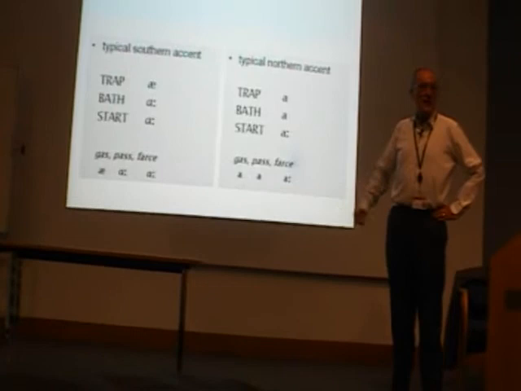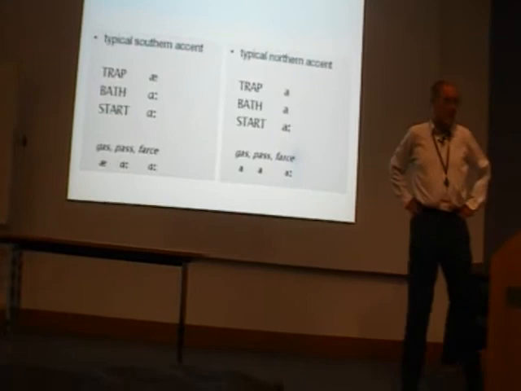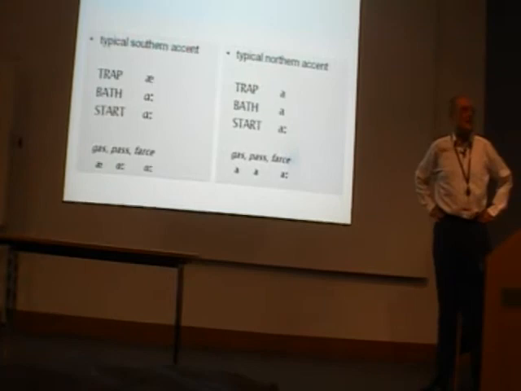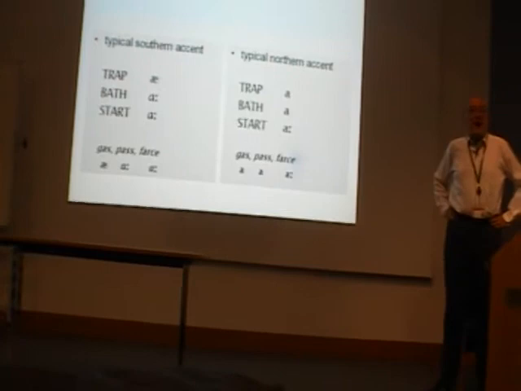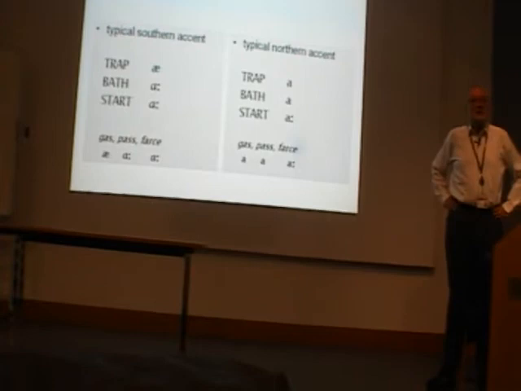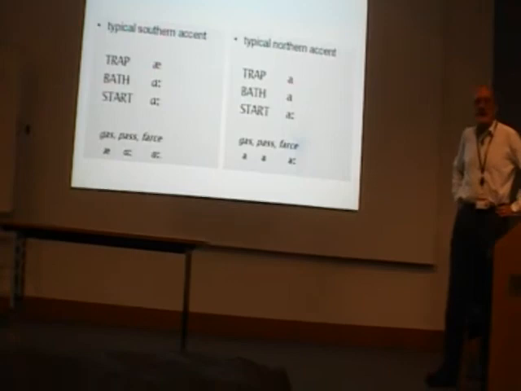In the north of England, typically, on the other hand, we have their short a, which is not quite so close, in trap and bath, and those two lexical sets. But a long a, which is qualitatively not actually very different, in the lexical set start. And this means we get gas and pass and pass.